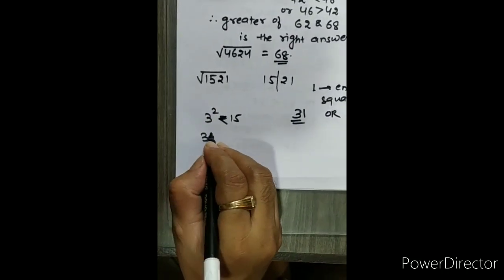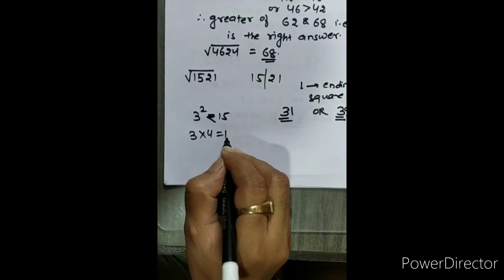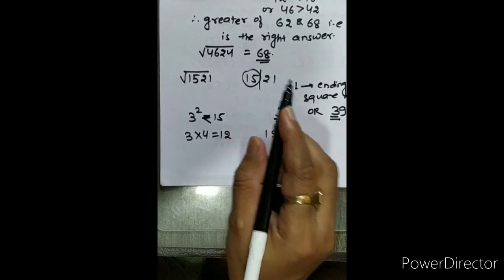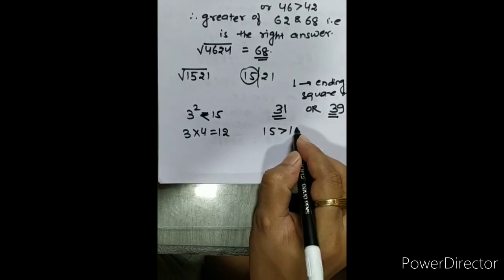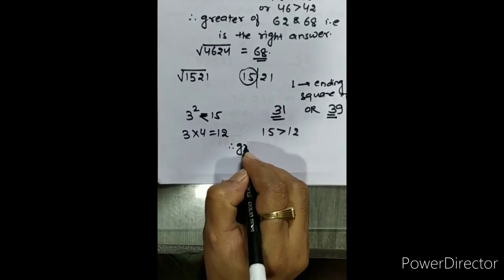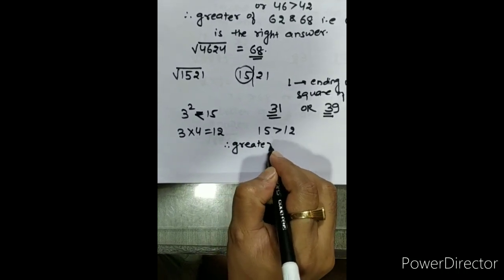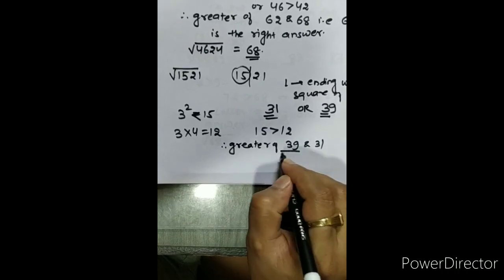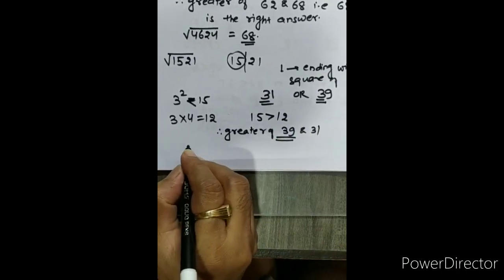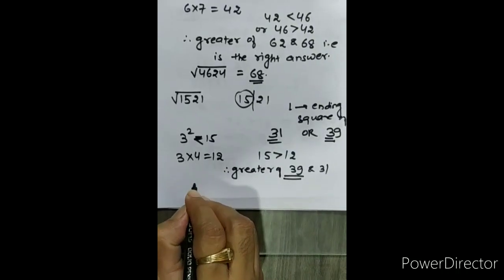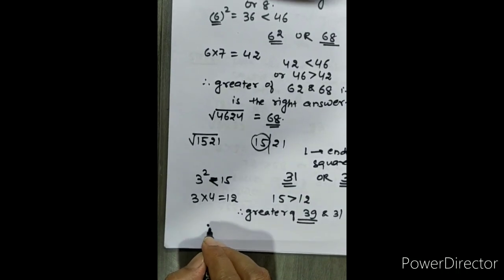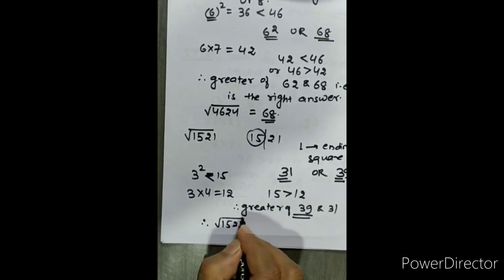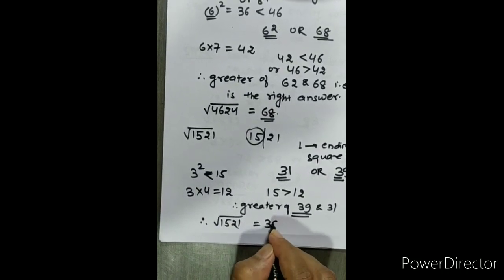The condition I have to check: 3 into 4 is 12, and 15 is greater than 12. Therefore the greater of the two numbers, 39 and 31, which is greater? 39. Therefore 39 is the right answer. So I can simply say that the square root of 1521 is equal to 39.